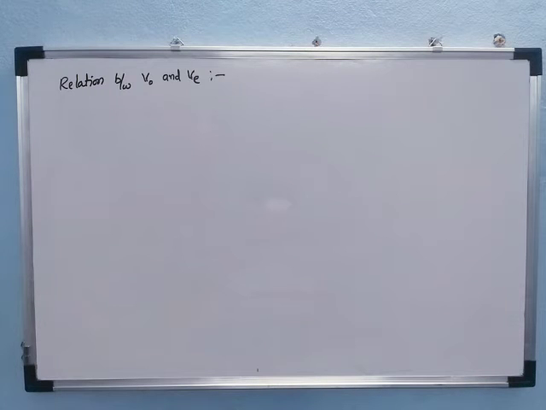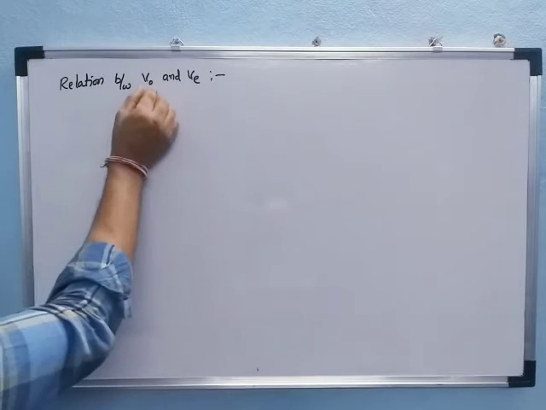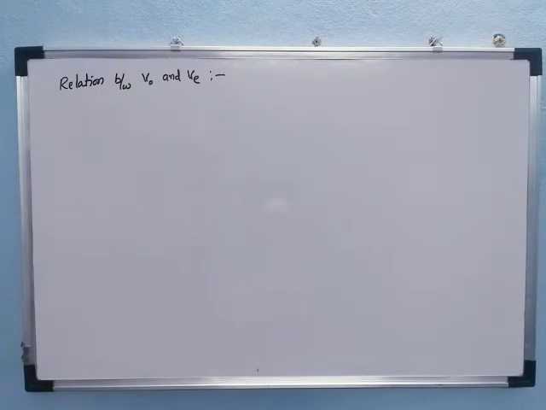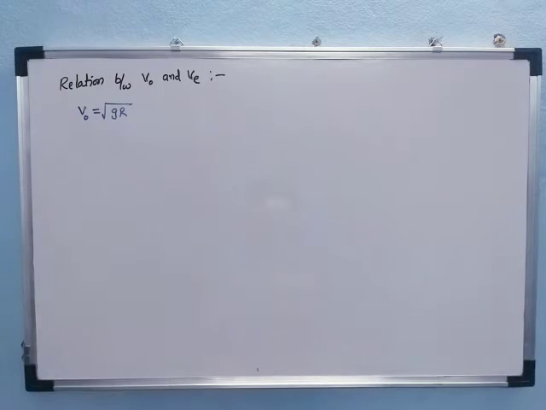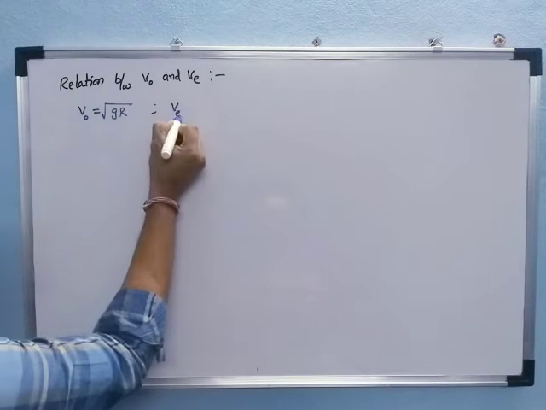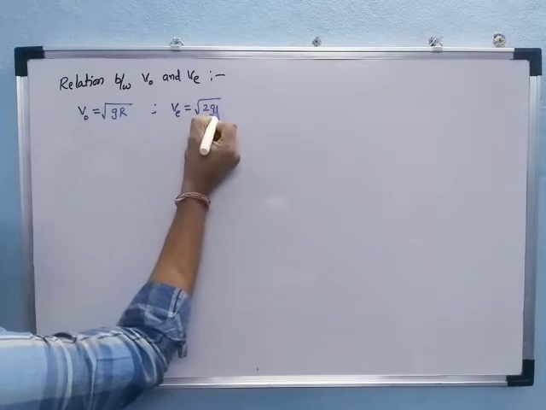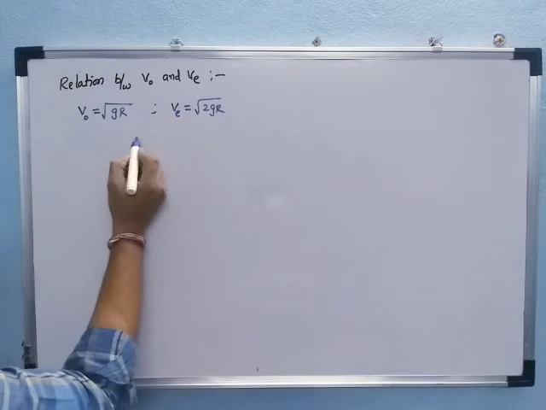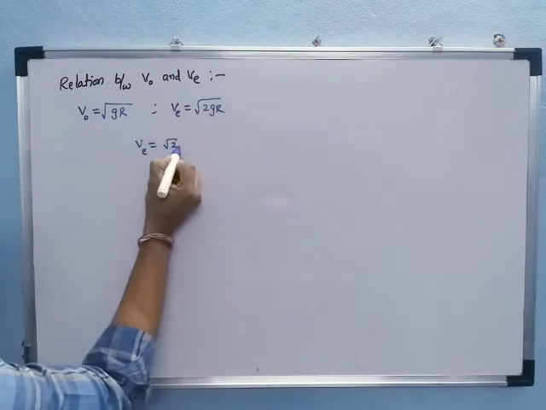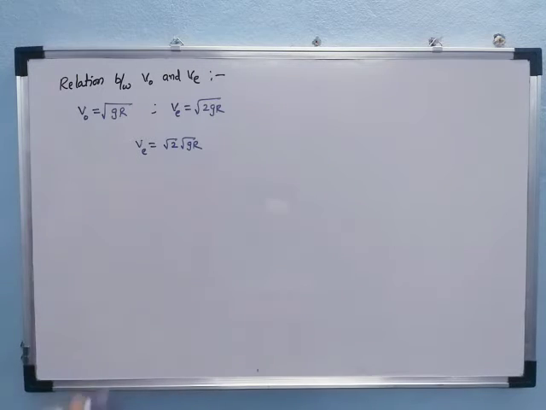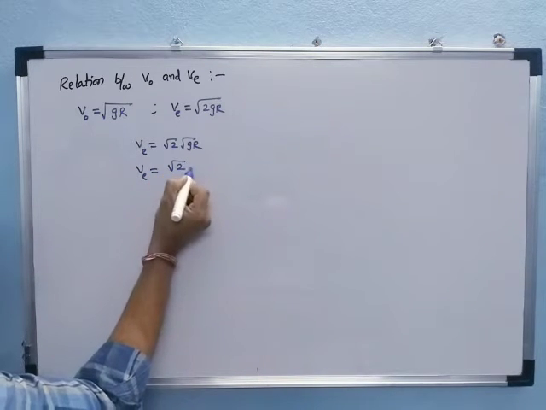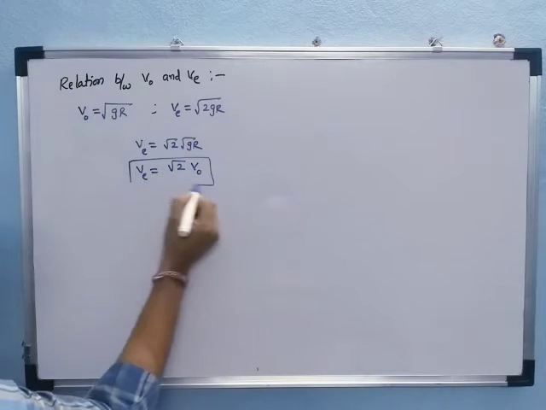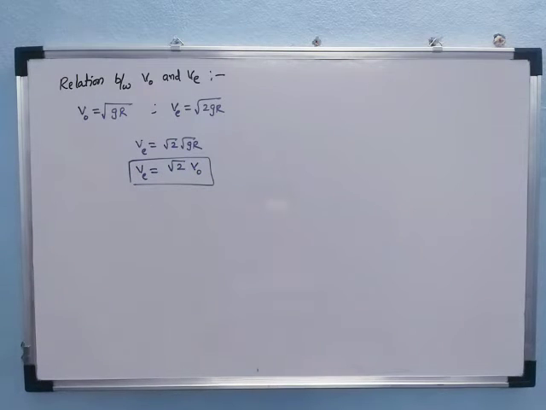The next topic we are discussing is the relation between orbital velocity and escape velocity. What is the formula for the orbital velocity? v naught is equal to under root of g into r. And the escape velocity formula? V e is equal to under root of 2 g r. We can also write it as root 2 into root g r, but root g r is v naught. So escape velocity is equal to root 2 times the orbital velocity. This is called the relation between the orbital velocity and escape velocity.